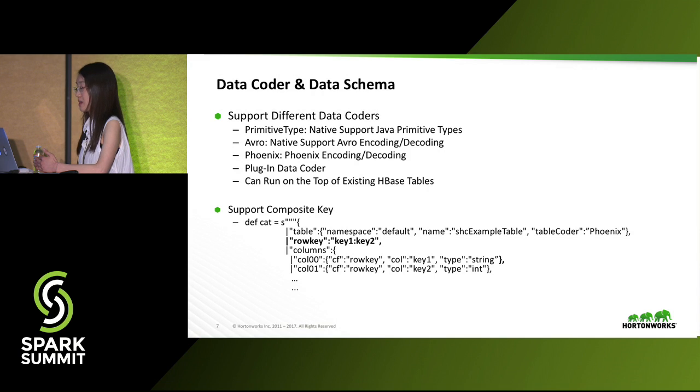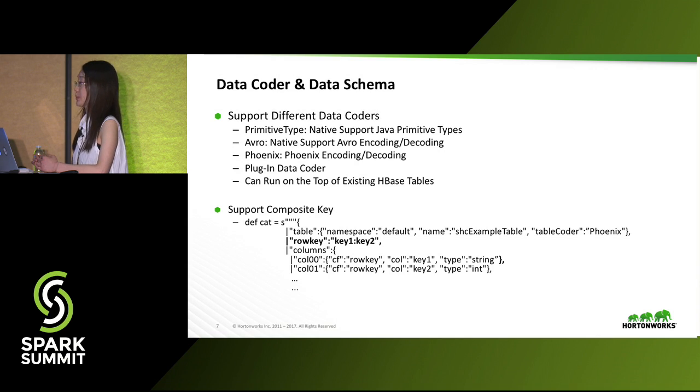SHC can run on top of existing HBase tables as long as they follow Java primitive types, Avro records, or the data format the plugin data coder supports, and of course, Phoenix data types. Support composite key. For example, in this catalog definition, users choose Phoenix as the data coder, and the row key has two dimensions, key1 and key2.